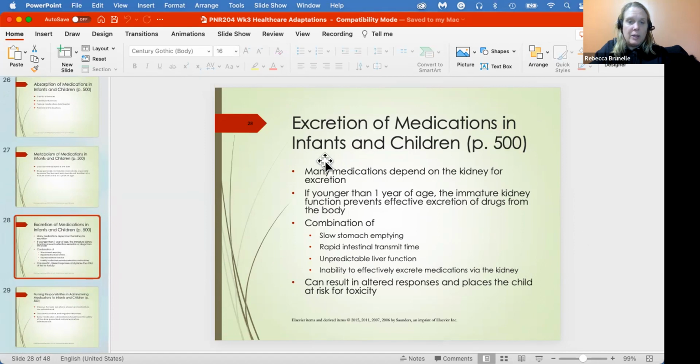So those are the two main reasons. The stomach empties a little bit slower, but the rest of the intestine is pretty rapid, and then the liver function is unpredictable. So generally speaking, it's slowly. The two main reasons that I want you to remember are the immature kidney and the immature liver.